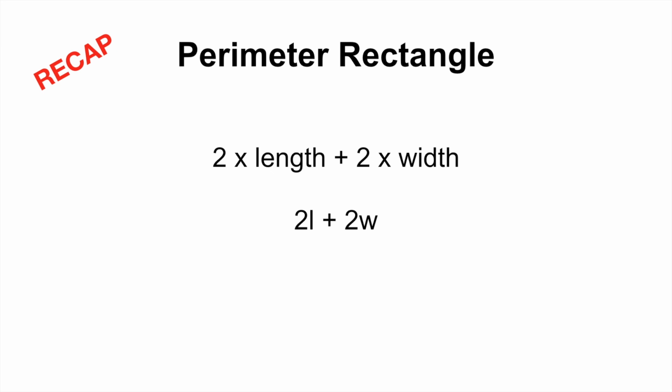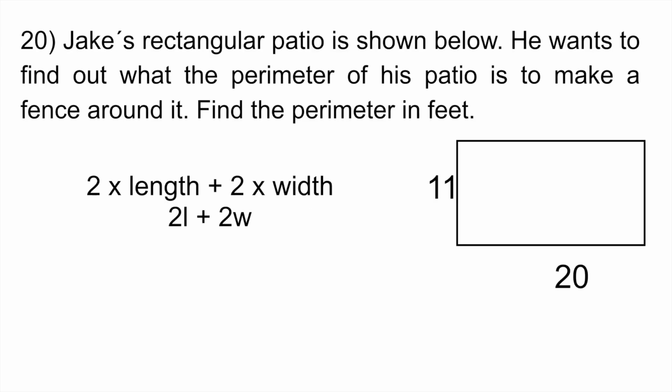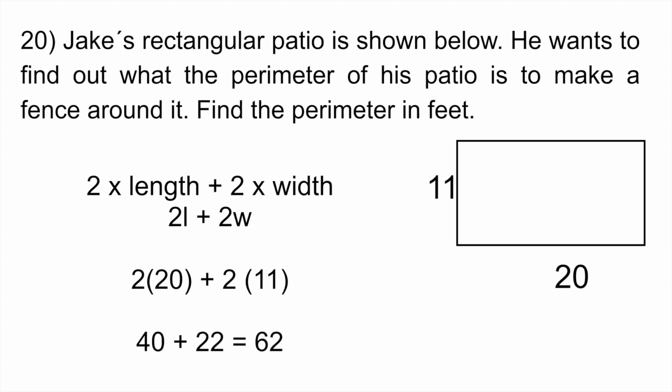In this case, the length is 20, so you would say 20 times 2 plus the width, which is 2 times 11. That gives you 62. So the correct answer would be C.